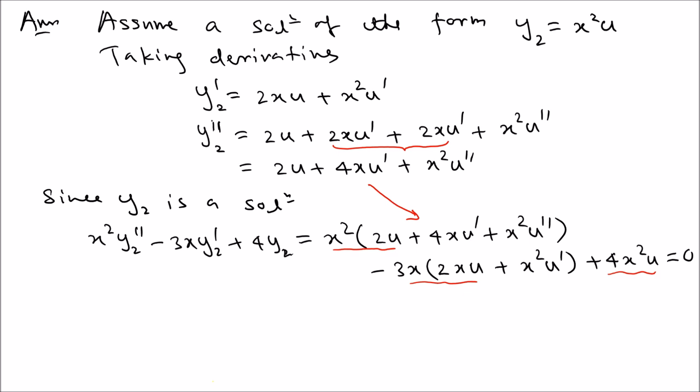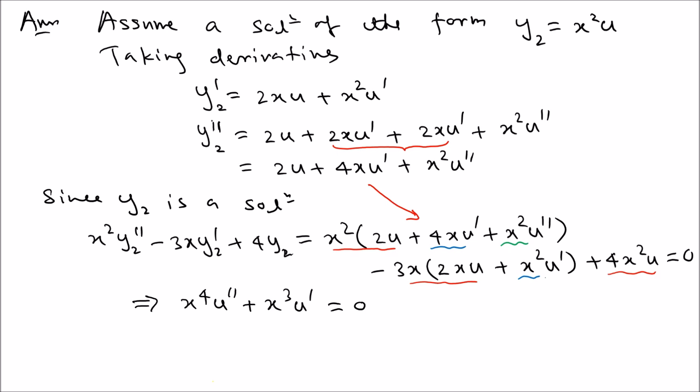So what are you going to get? There's an x cubed term here, and another x cubed term here, so you combine those two x cubed terms, and there's an x fourth term. So you have an x cubed term and an x fourth term. This gives you x fourth u double prime plus x cubed u prime equals 0. That's what you get; everything else gets cancelled.